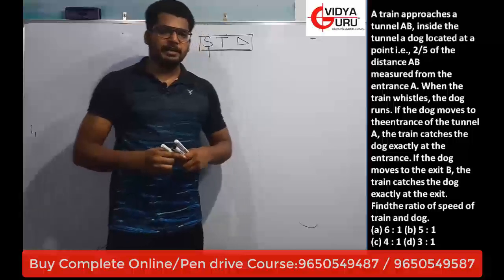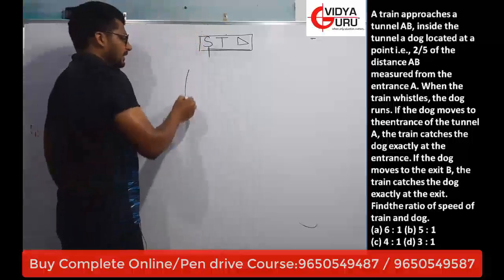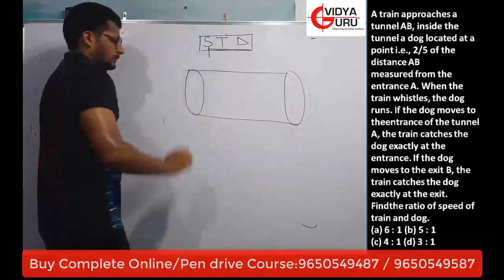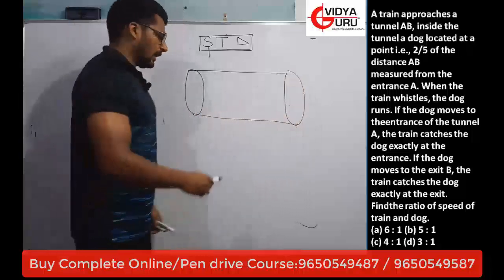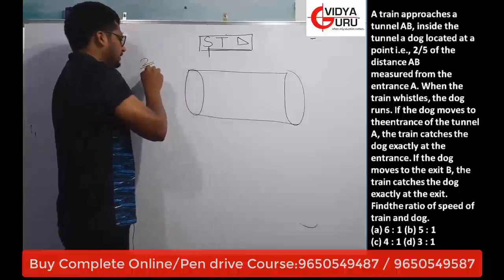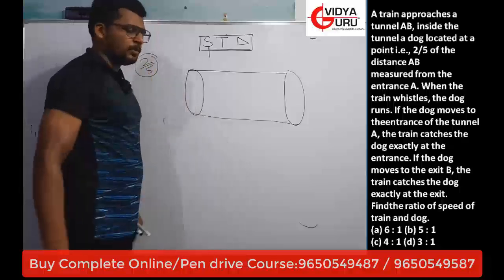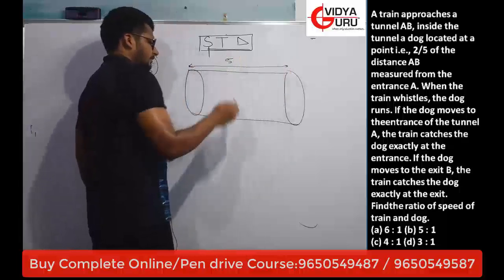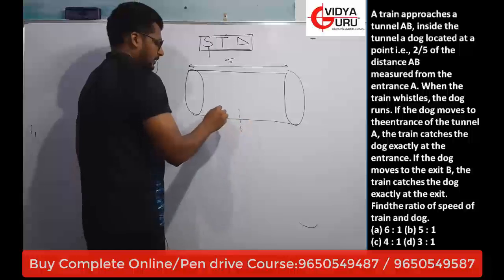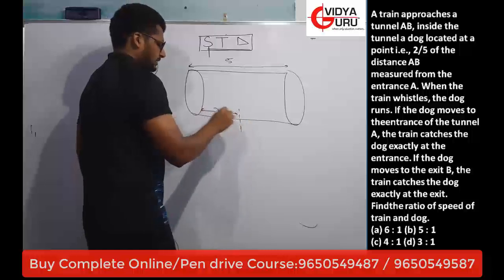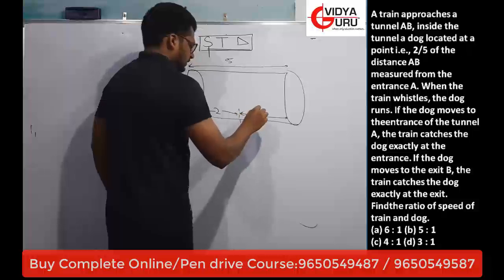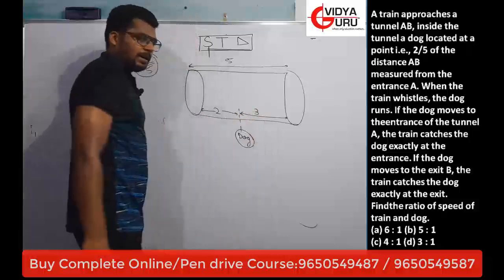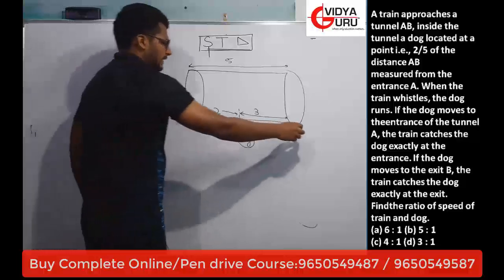What is the next question saying? A train approaches a tunnel AB. A dog is located at 2 by 5 distance of the tunnel. That means if the length of this tunnel is 5, then 2 by 5 will be somewhere here. This is 2 and this is 3. The dog is located here and this tunnel is AB.